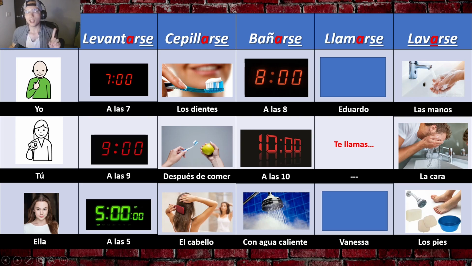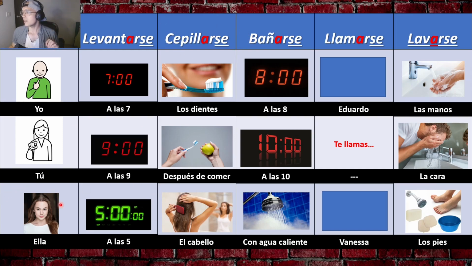So, let's repeat. I say, I don't get up at 9. Y digo, yo no me levanto a las 9. One more time. Yo no me levanto a las 9. Now let's say, you don't brush your hair. Tú no te cepillas el cabello. One more time. Tú no te cepillas el cabello.